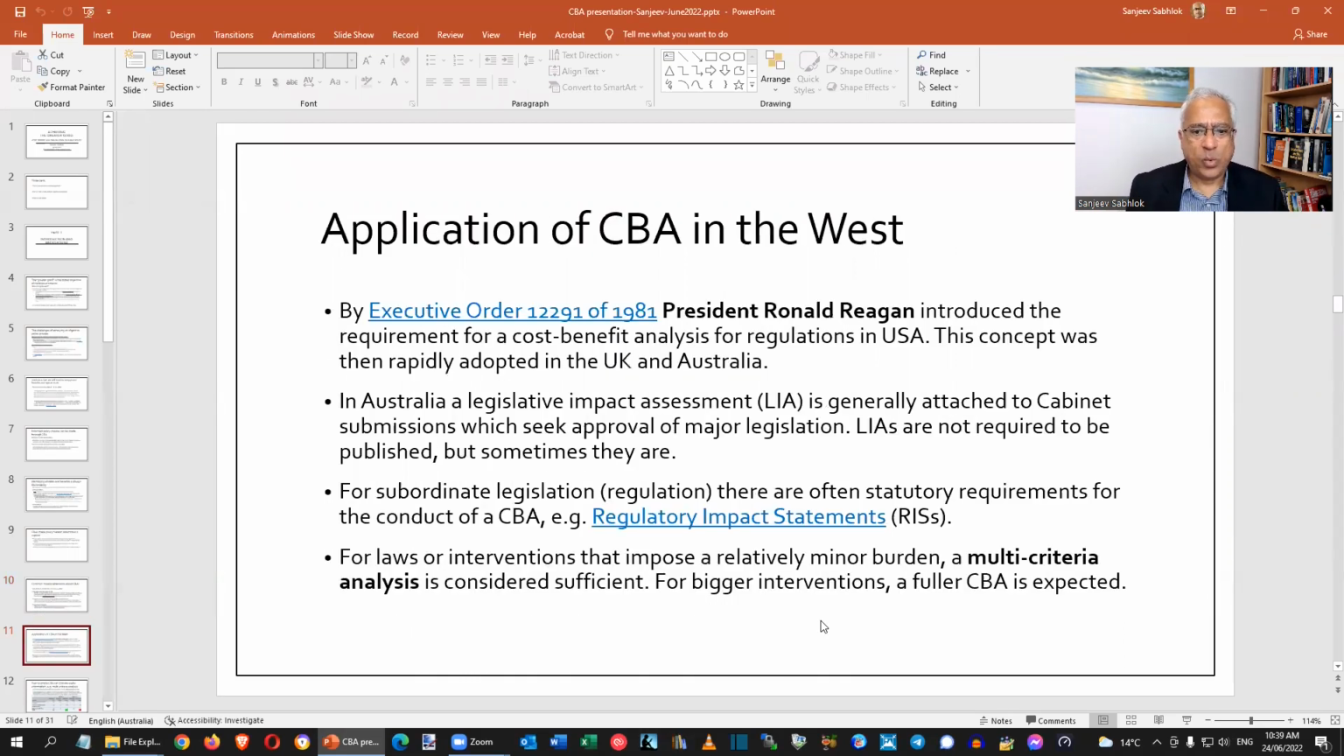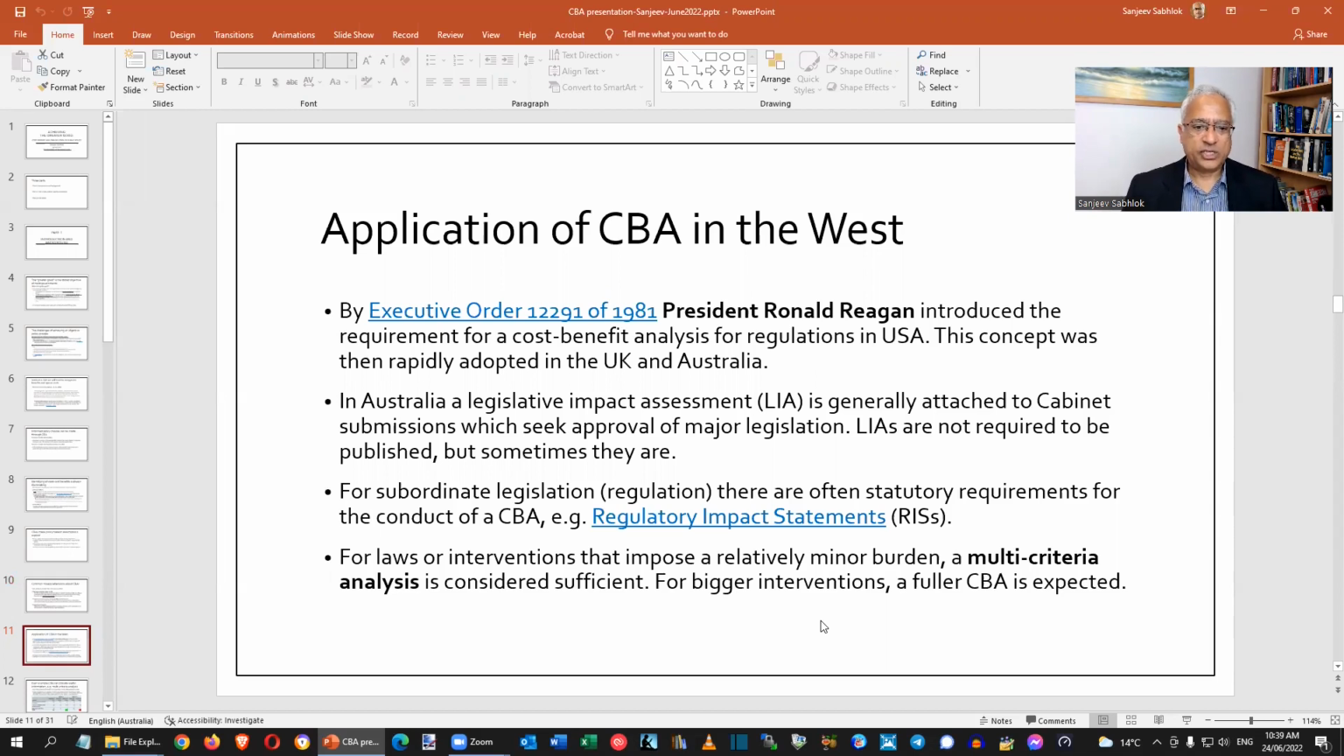Now, in the West, this has been adopted since 1981. And President Ronald Reagan was the first leader in the West to introduce this concept. He made it a law to require cost benefit analysis for regulations in the USA, and it was very rapidly adopted in the UK and Australia in the 1980s itself. By 1984, we were doing cost benefit analysis in Australia.